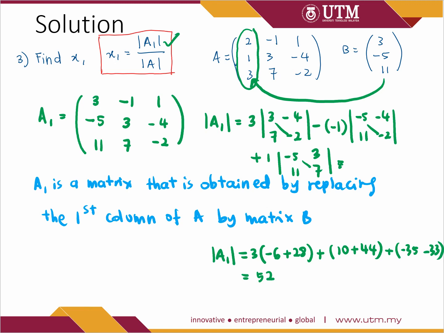So what we need to do next is find x1, where x1 is the determinant of A1 divided by the determinant of A, where the determinant of A1 is equal to 52, divided by 52. So here we have our value of x1 equal to 1.